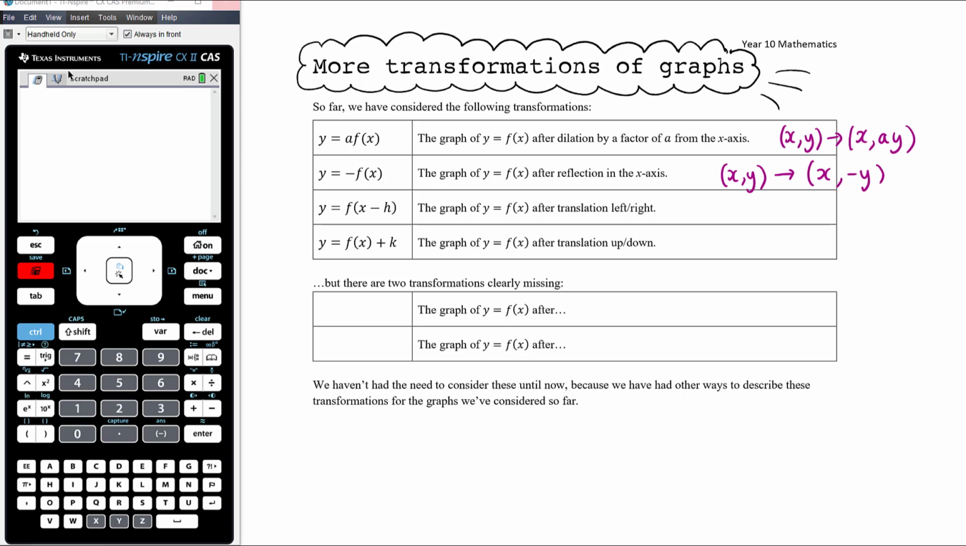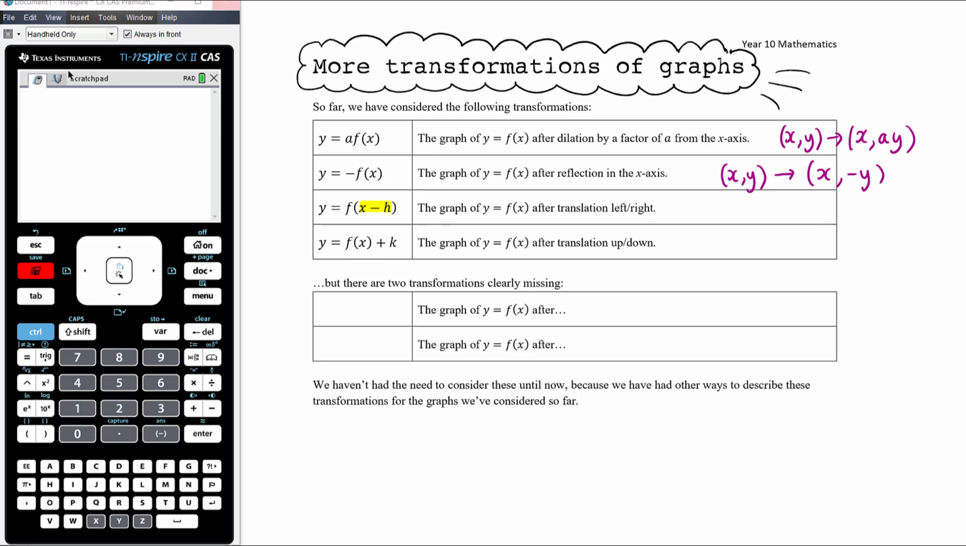So if the y coordinate already is negative, when we multiply it by -1, it becomes positive. If the y coordinate is positive, we multiply it by -1, it becomes negative. And we see when we do that to all the points on the graph, the whole graph is reflected in the x-axis. So we've also seen what happens when we translate a graph left and right, and we've seen that this is a little bit different in terms of how it behaves in the function.